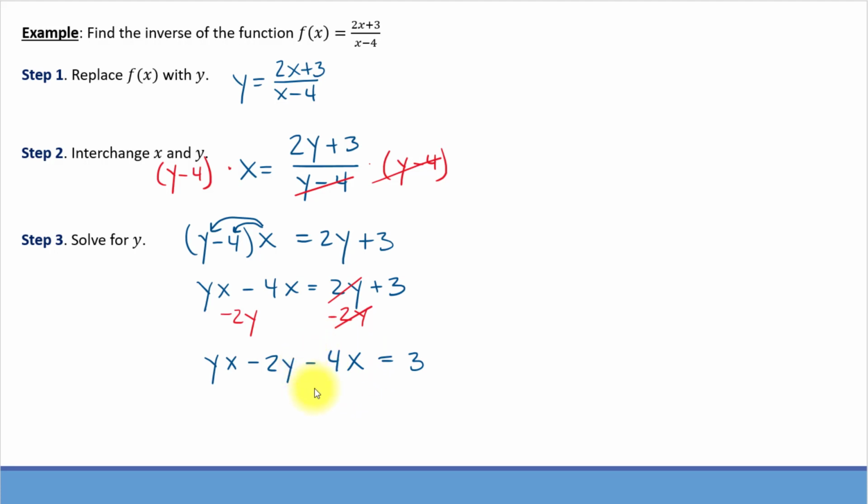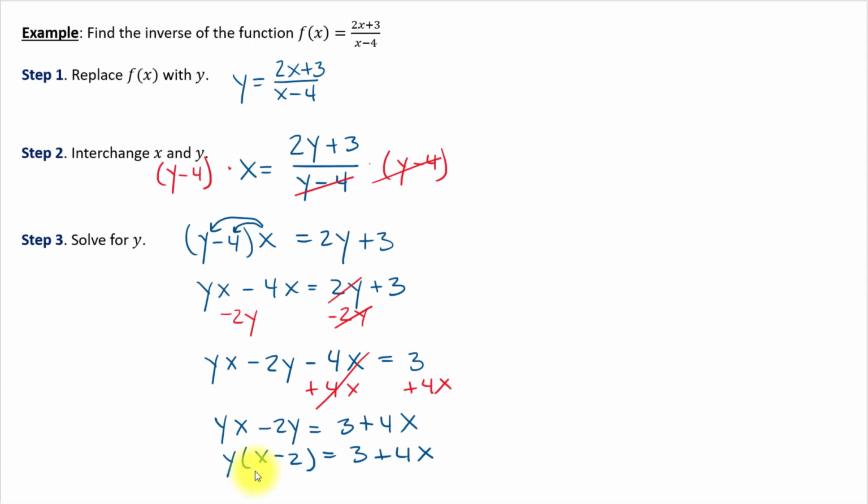And next I'll need to move this term without y to the right side. So I'll need to add 4x to each side. Plus 4x, plus 4x. This is how my expression looks now. yx minus 2y equals 3 plus 4x. Once you've collected all terms involving y on one side, what you want to do is to factor out y. And you will be able to do that because, again, each term contains y. If I factor out y, I'll get y times x minus 2 on the left equals 3 plus 4x.